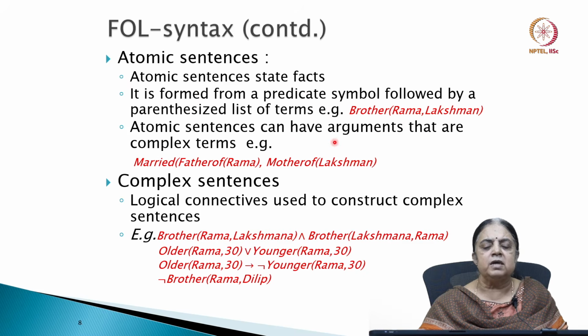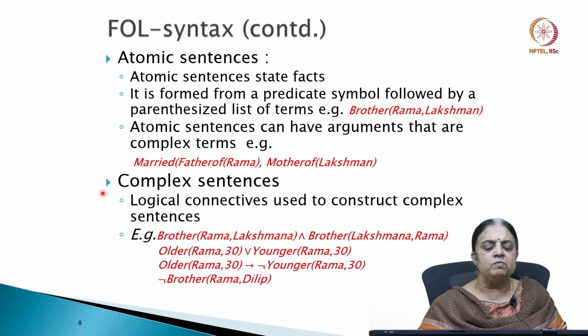Atomic sentences can have arguments that are complex terms. So inside the atomic sentence you can have a complex term. So married(father of Rama, mother of Lakshman). You are using a function here, father of Rama, mother of Lakshman. So this is an atomic sentence, but the arguments are complex.